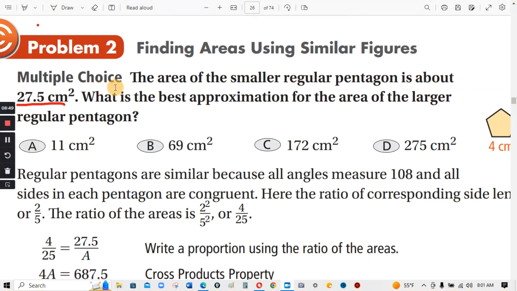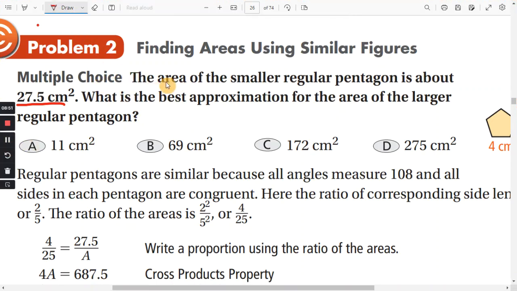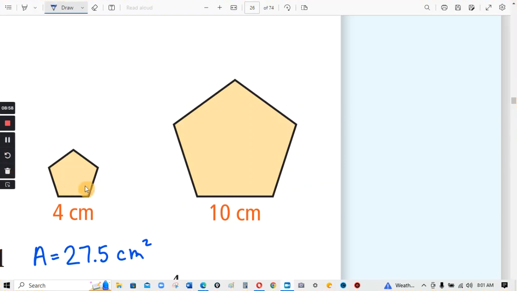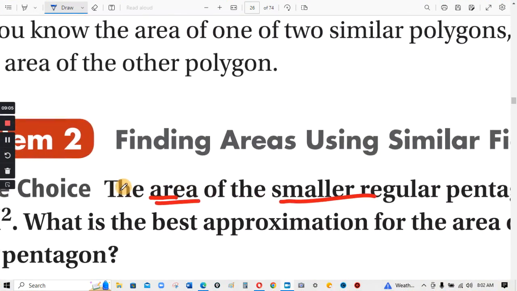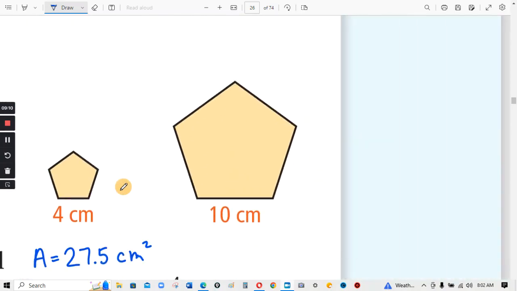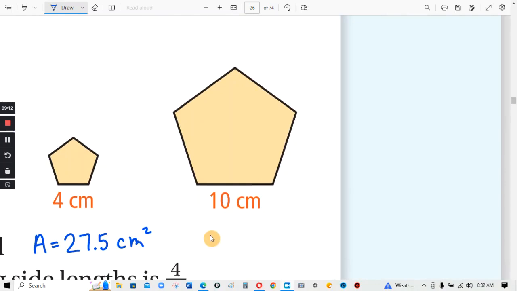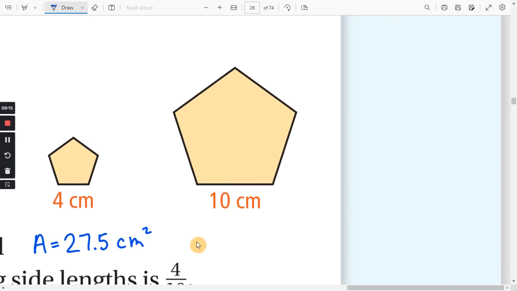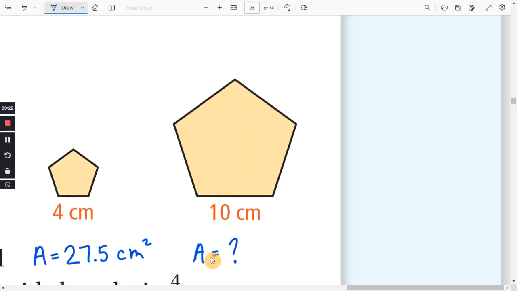Okay, so back to problem 2. They said the area of the smaller pentagon is 27.5. Let's write that in. So this is the smaller one. The area is 27.5 centimeters squared. And they are asking us, what is the best approximation for the area of the larger pentagon? All right, so we have this area, and this one here we do not have. So we're looking to find the ratio of the areas first.